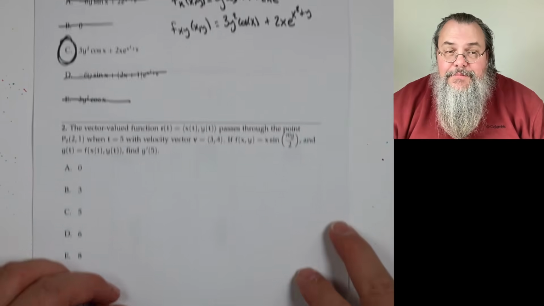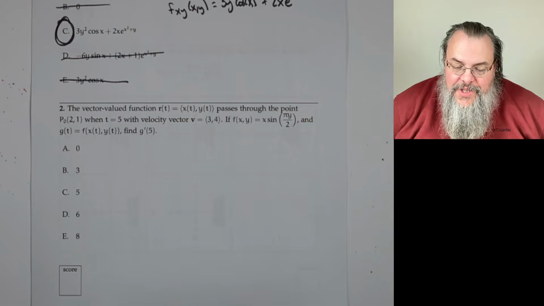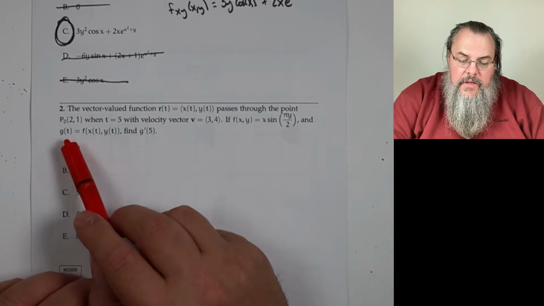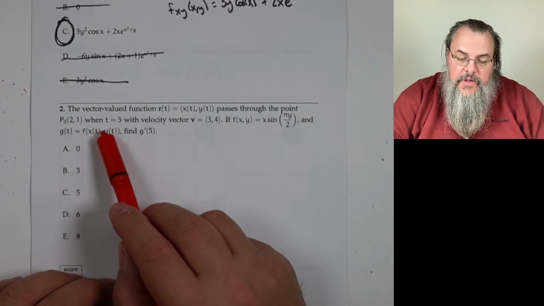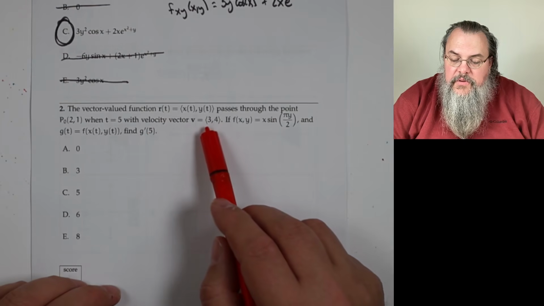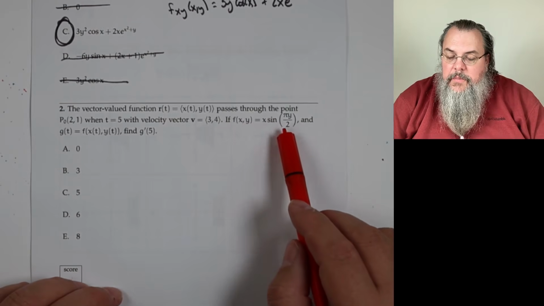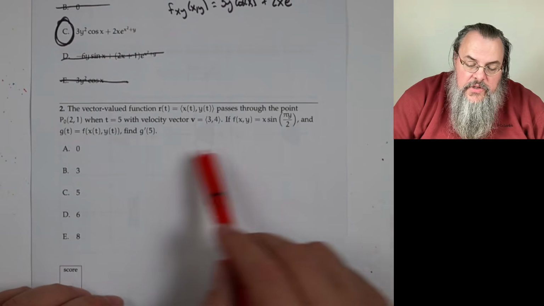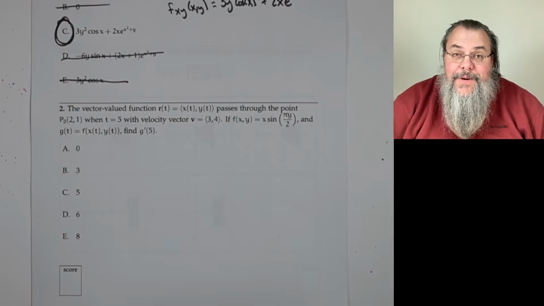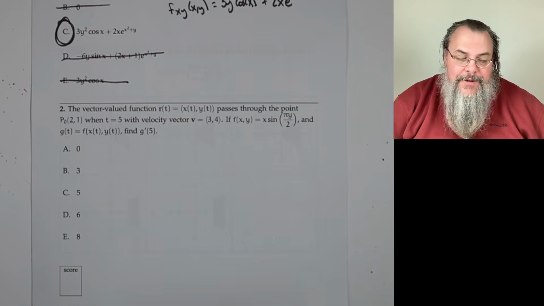Okay, number 2. The vector valued function r of t is x of t, y of t, passes through the point P(0, 2, 1) when t equals 5, with velocity vector v equals <3, 4>. If f of x, y is x sine of pi y over 2, and g of t is f of x of t, y of t, find g prime of 5. All right. Whew. A lot to unpack here.